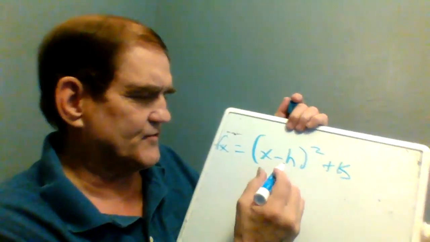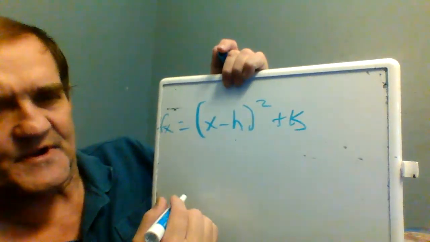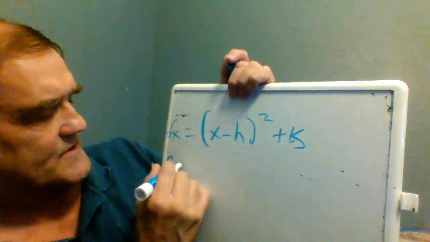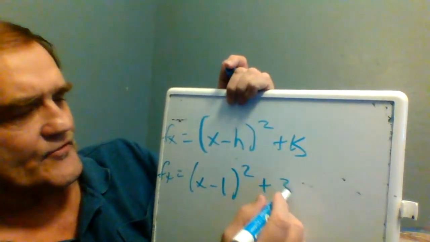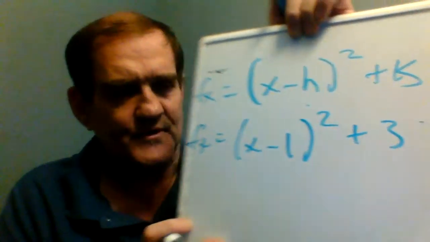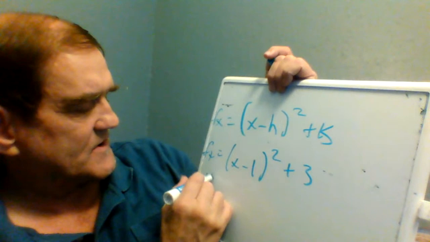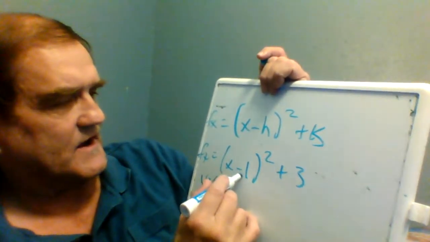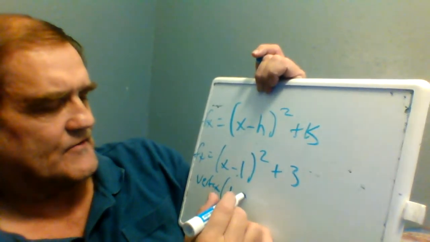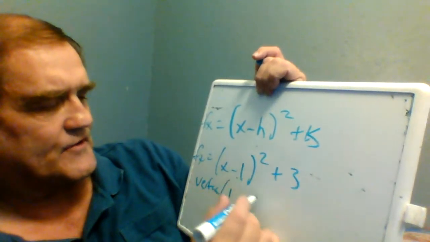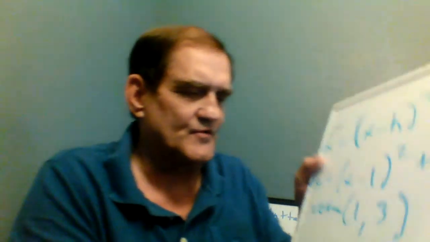So what do you do with that? You take the h and the k, and you want to find out what the vertex is. Let's first put an equation there. Let's say f of x is equal to x minus 1 squared plus 3. What we do is find the h and the k first. The vertex is going to be h, k, and it's the opposite of what's in the parentheses, so it's going to be 1 and 3. That's your h and k.